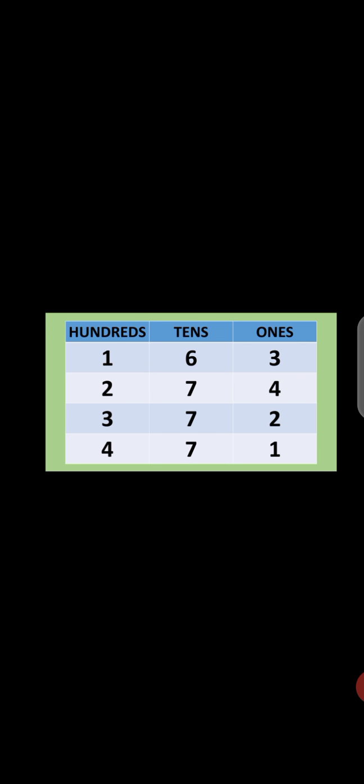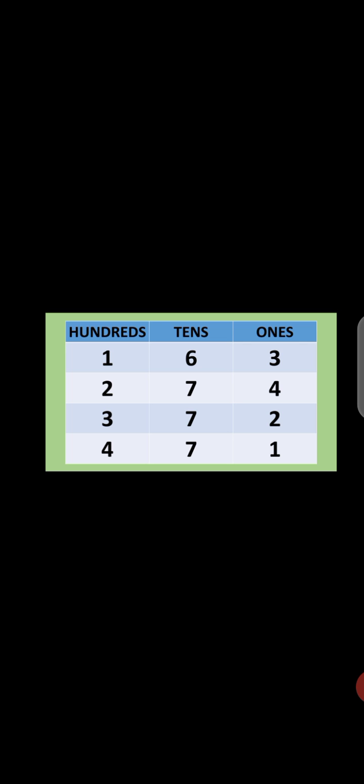Okay. Now here I will tell you how you can identify the place value of 3-digit numbers. The first number is 163. And in 163 there are 3 ones, 6 tens and there is only 100. So the place of 3 is ones, the place of 6 is tens and the place of 1 is hundreds.